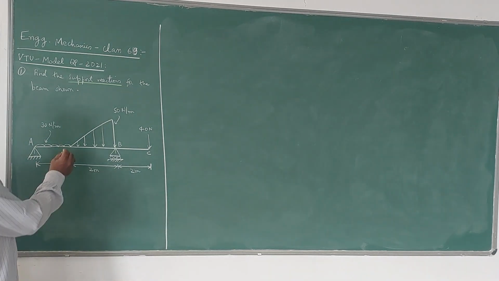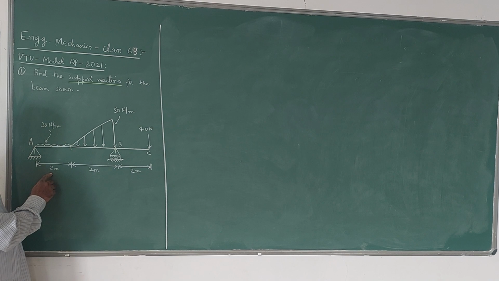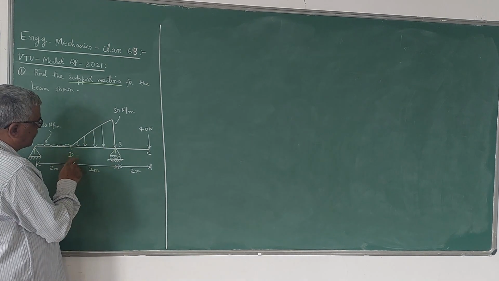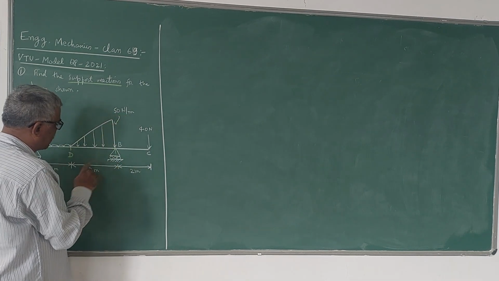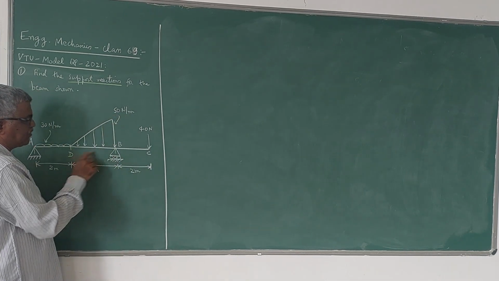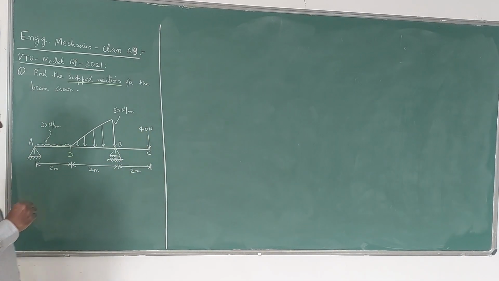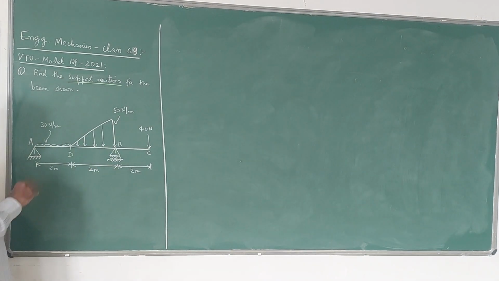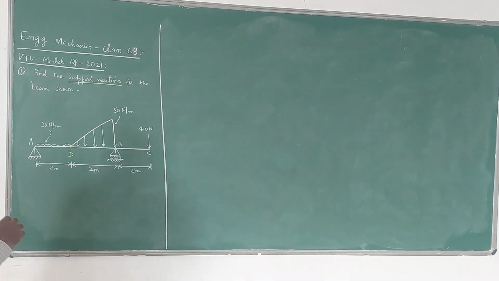It carries a UDL of 30 Newton per meter for a length of 2 meters, maybe from A to C, and a triangular load which varies from 0 to 50 Newton per meter over a length of 2 meters, that is in the region DB, and a concentrated load of 40 Newton at C. Distances are given as 2 meters, 2 meters, and 2 meters. Now we have to find out the support reactions. So A and B are the supports.